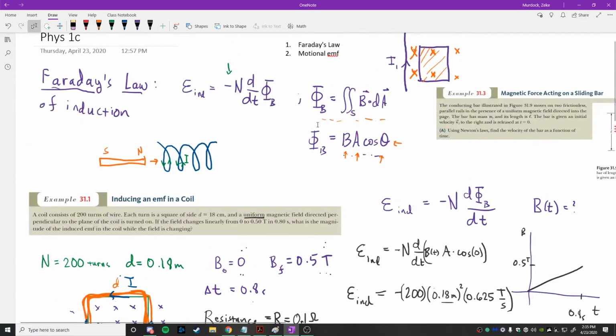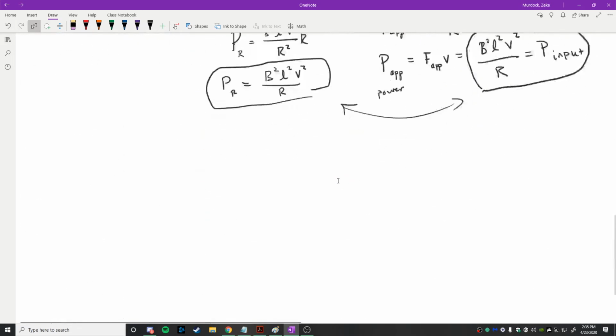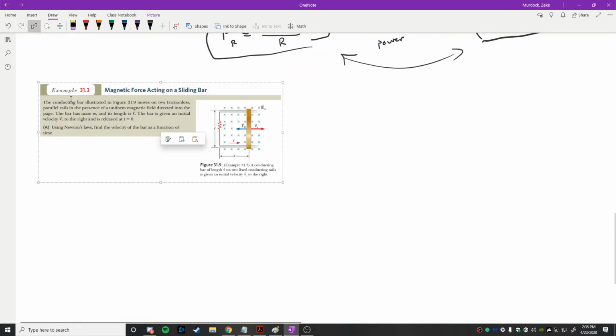Okay, let's look at an application of what we just talked about. You guys will see quite a few homework problems related to this motional EMF stuff, and that's this one right here. It's a little bit more involved.